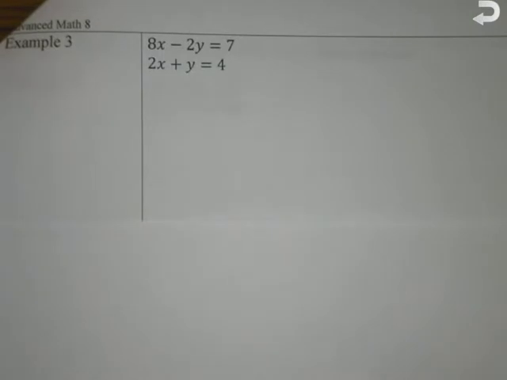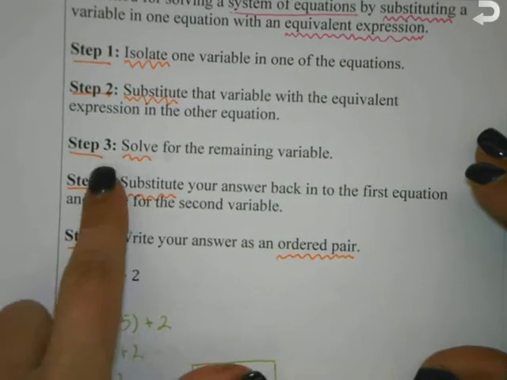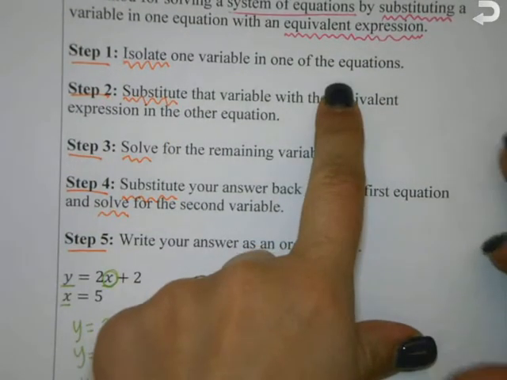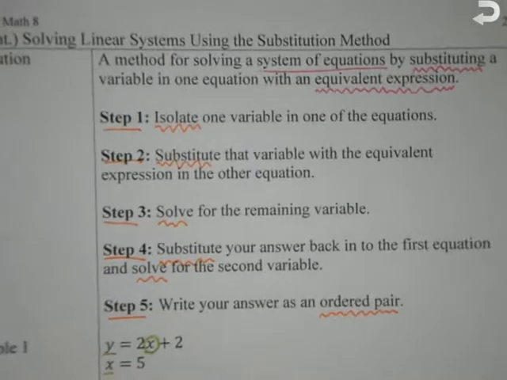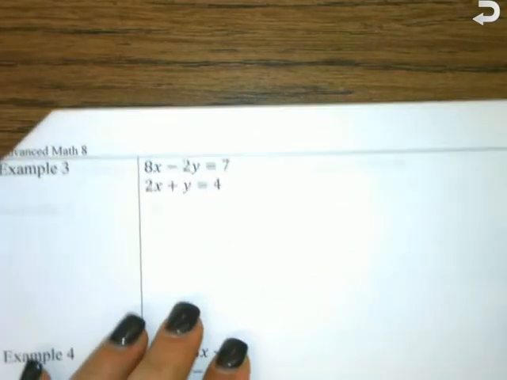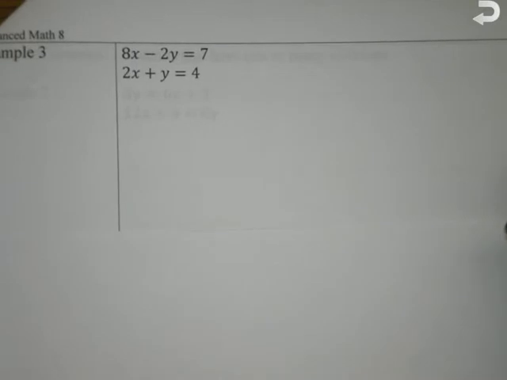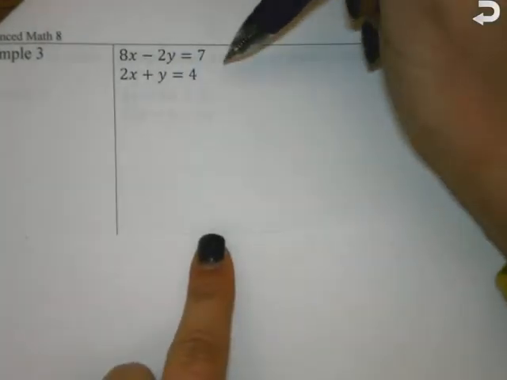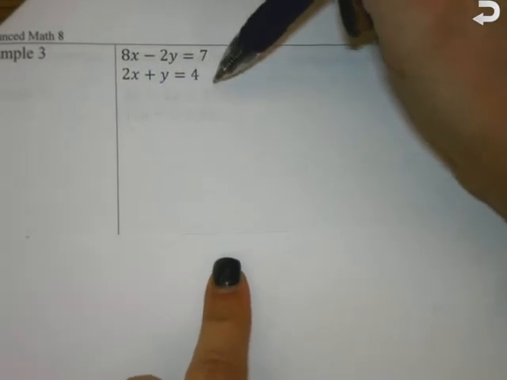Now, if you guys turn back to the first page of your notes and look at our steps, the first step was to isolate one variable in one of the equations. So far, that has been done for us every single time. Looking now at example 3, do we have any variables already isolated? No. I have x and y on the same side on the first one, and x and y on the same side on the second equation.